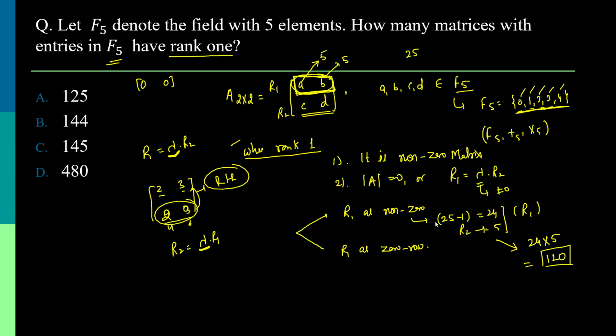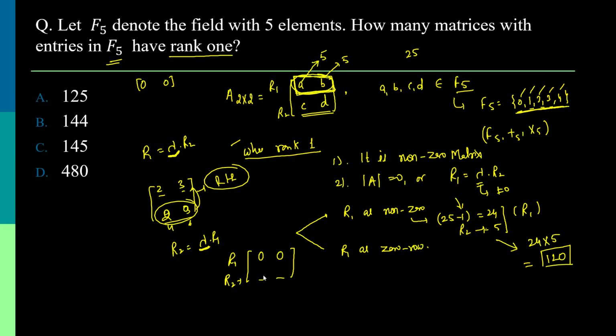Now what will happen? Is it covering all the cases? The answer is no. We are left with one case, which is what? If you see, we removed 1 from 25 for the 0 row. Now what will happen if your R1 is 0? I am fixing R1 as 0. Now how many choices are there for R2? If R1 is 0, then how many choices will R2 have?